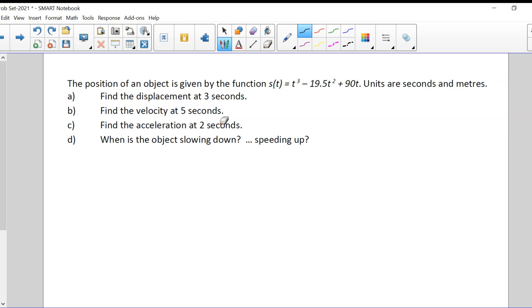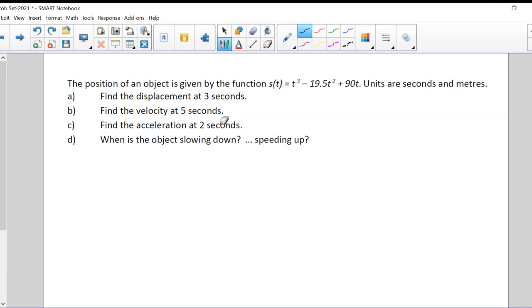Okay, position of an object is given by the function. And before I go any further, I think you already know my style. We've been doing this for a while together, so you understand that if at any point you aren't sure about anything that I am doing, just say so. Don't worry about the rest of the class and what they think. What's more important is that you understand what you're doing, so when the test comes, you know what you're doing. That's more important to me than what the rest of the class thinks. So just so you know.